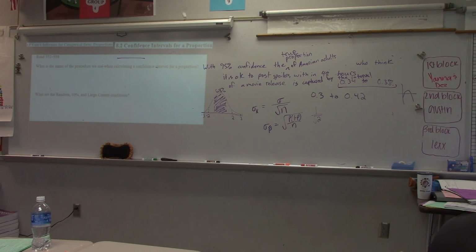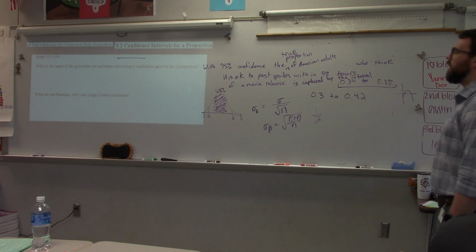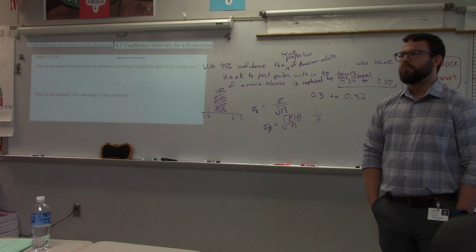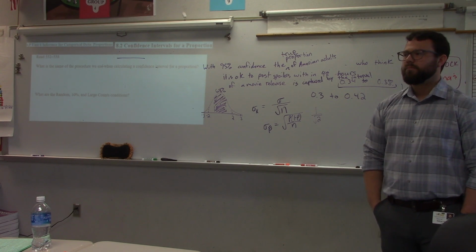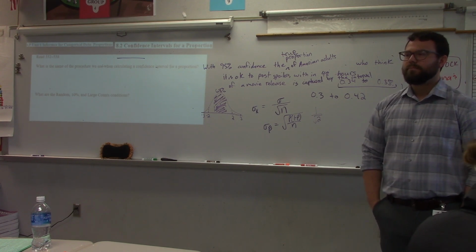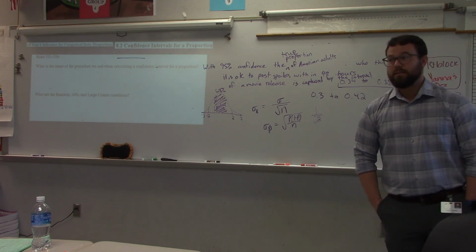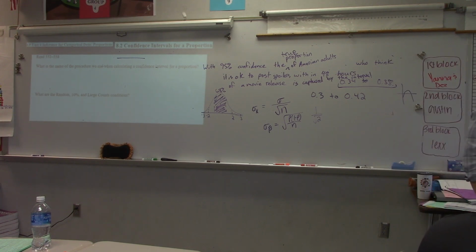So first, let's look at this. Does anyone have a guess what the name of the procedure we use when calculating a confidence interval for a proportion might be? Proportion confidence. Super close, right? We don't do original things. In stats, we try to make it what it is.